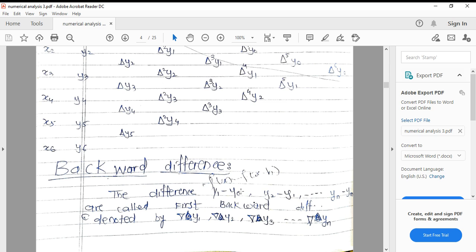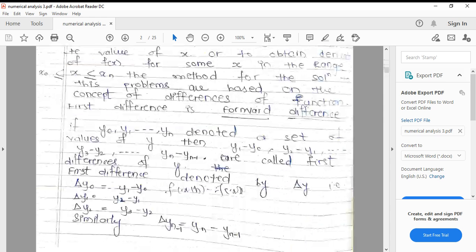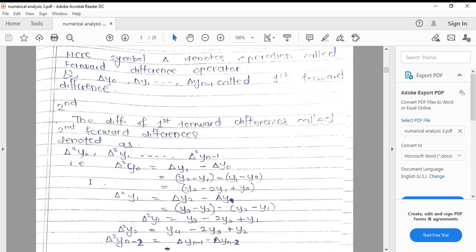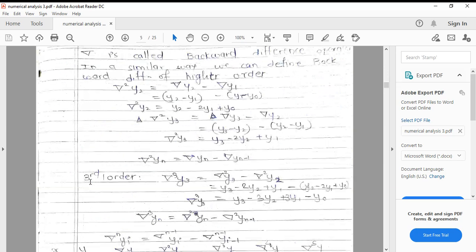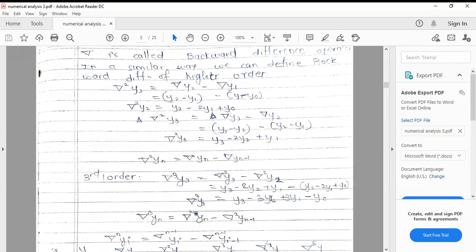If you see here, y1 minus y naught, y2 minus y1, the values are the same. Here also we have y1 minus y naught, y2 minus y1 and so on. But there we named it delta y naught, and here we will name it del y1, del y2 and so on. So here also n plus 1 values will be reduced to n values for the first backward difference.